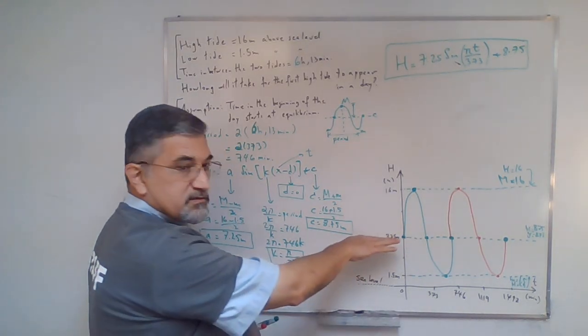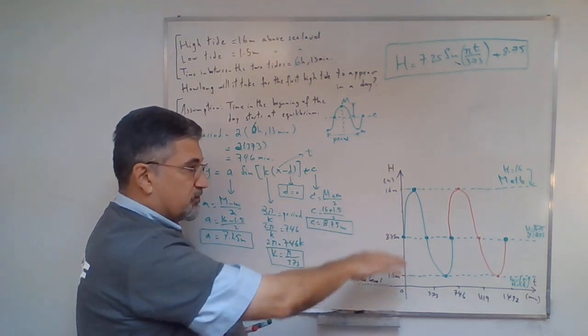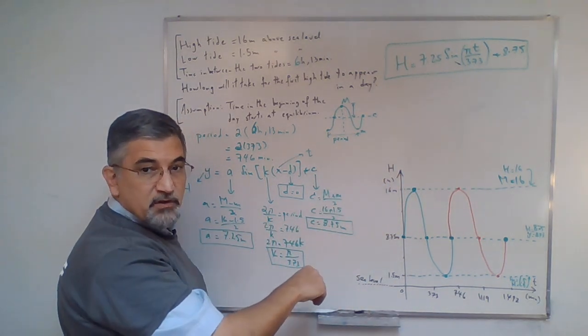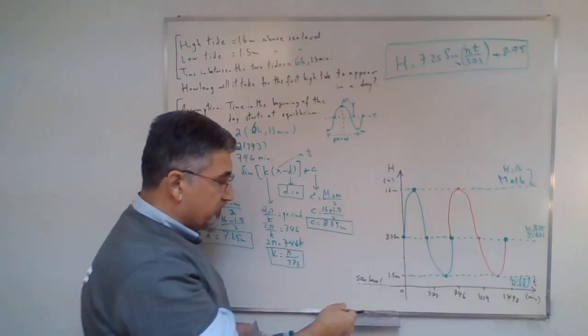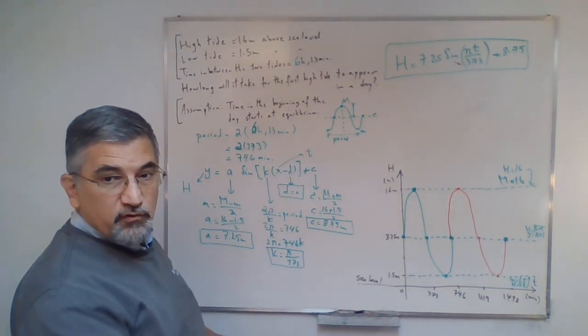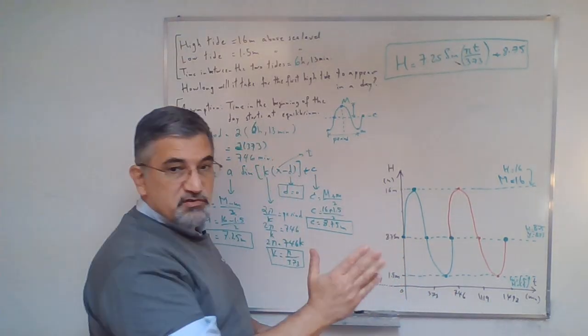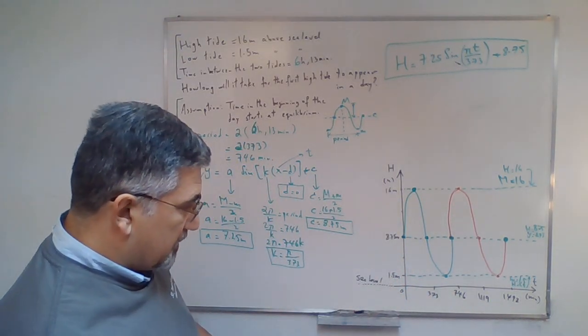So the water level continuously changes. It goes up and down, up and down. We end up with a high tide of 16 meters above sea level, and then we end up with low tide, and so on and so forth. The same phenomenon keeps repeating periodically every 746 minutes.